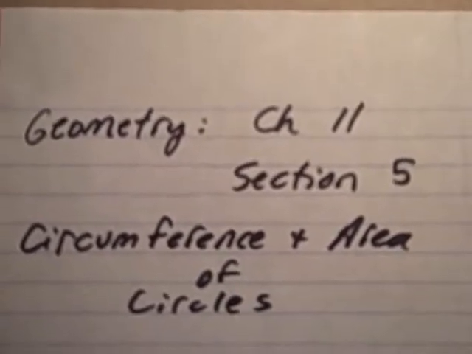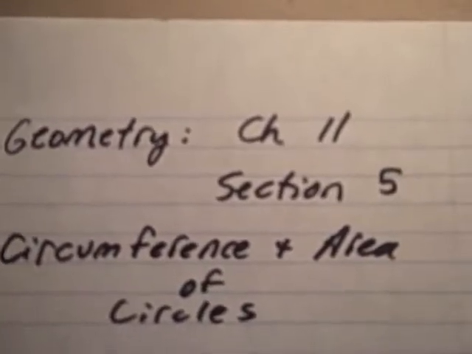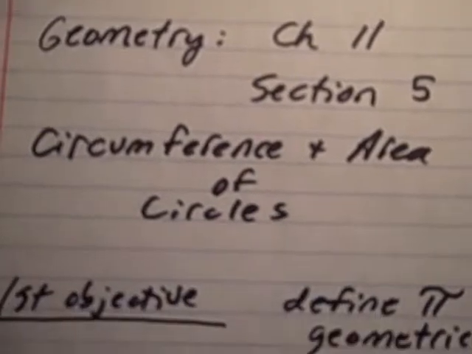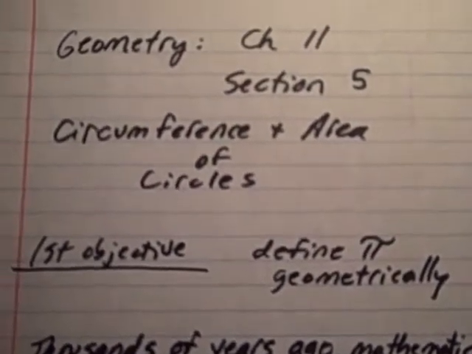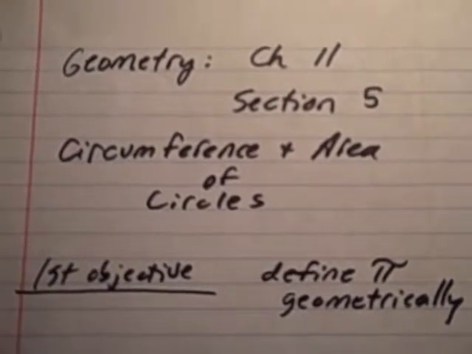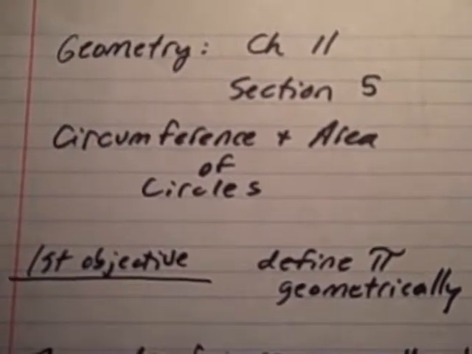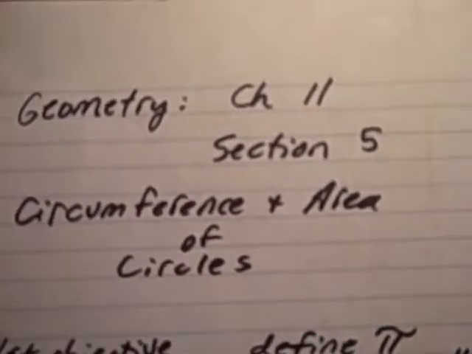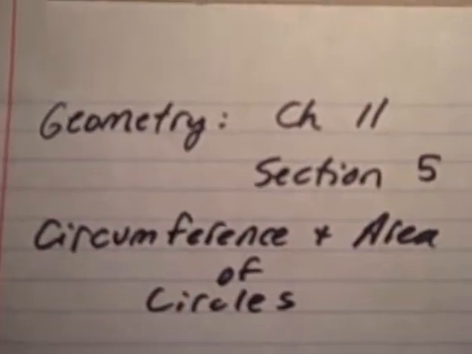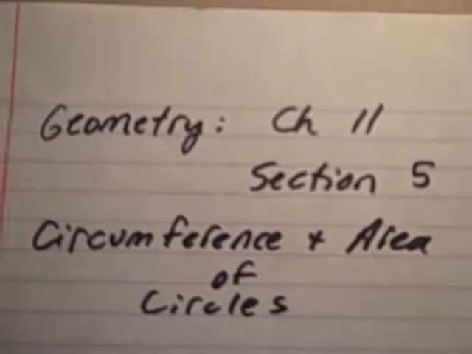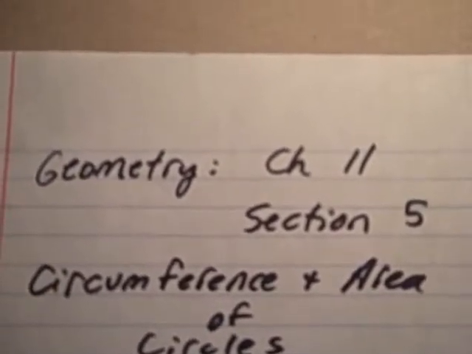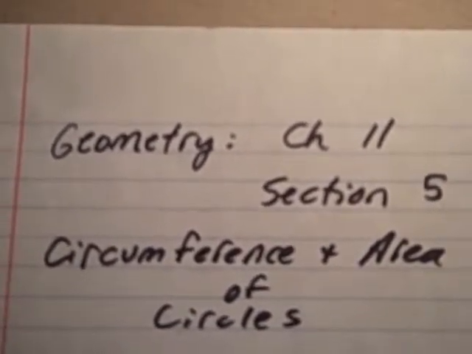So here we go, circumference and area of circles. Even though my first objective here is to define pi geometrically, which we will do in a moment, I guess it should be said that we really need to define what a circumference and an area of a circle are. Of course, the area of a circle is easy. It's the region that's covered by the circle.